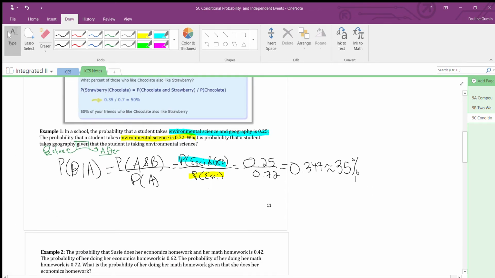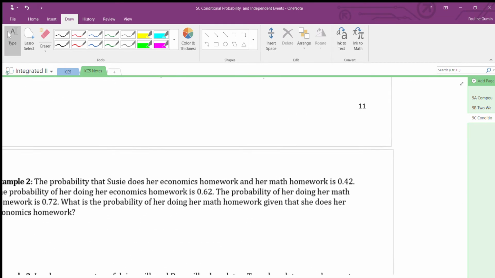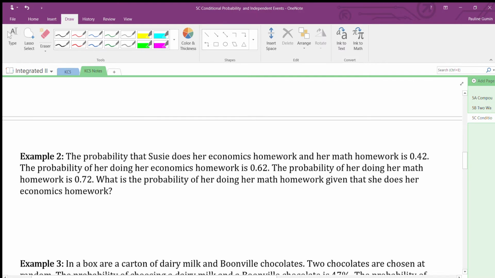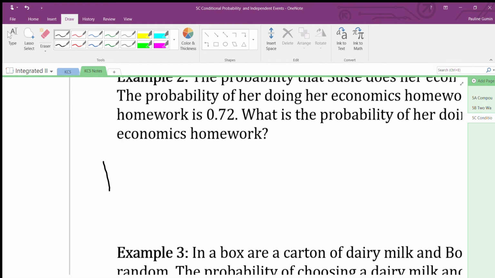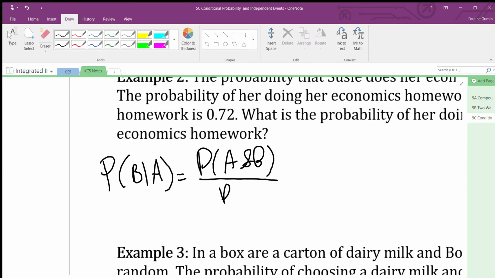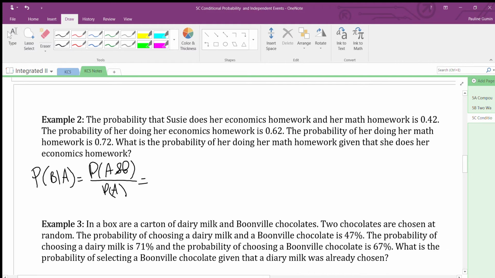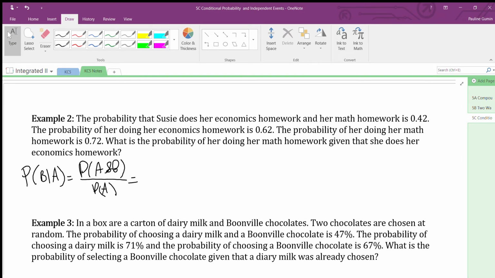Let's continue to example number 2. I'll just rewrite the formula: probability of B given A. Let's find out what our A's and B's are. The probability that Susie does her economics homework and her math homework is 0.42. The probability of her doing her economics homework is 0.62. The probability of her doing math homework is 0.72. We got three values this time.